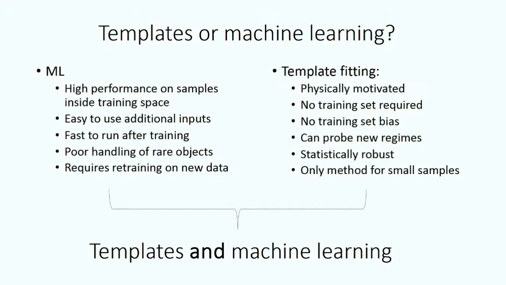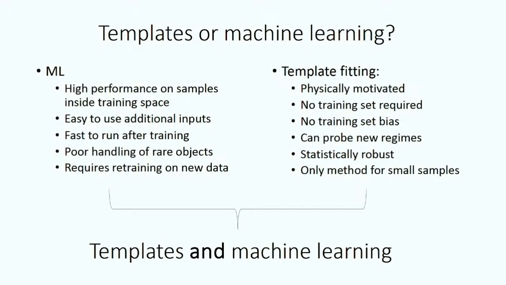I think that's less true than it used to be. Someone was asking me about the posteriors on machine learning. I think that is generally the case now that machine learning codes are producing full posteriors. So we do have good measurements of the errors, which used to not be the case. But I think it is fair to say that the statistics of template fitting are more robust and better understood. And of course, it's the only method for small samples.